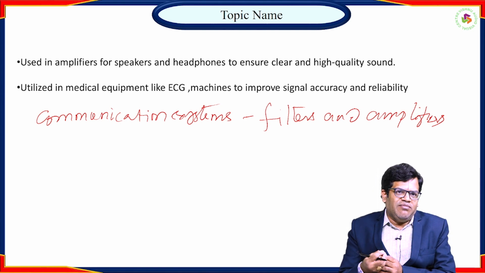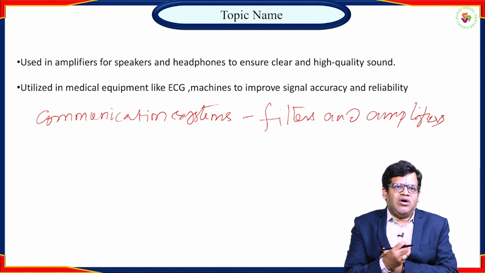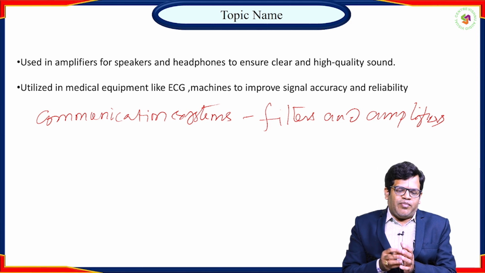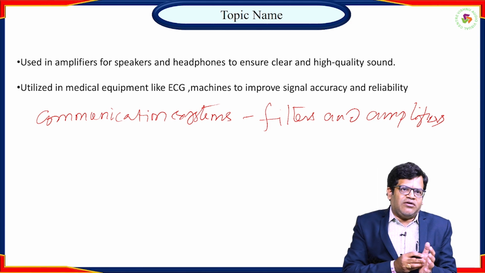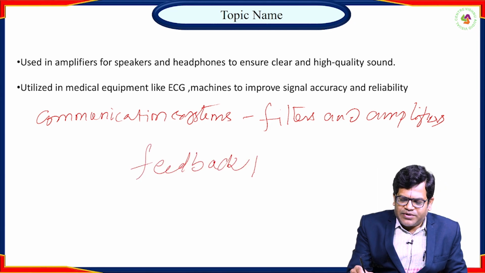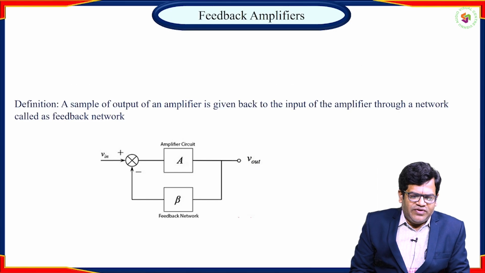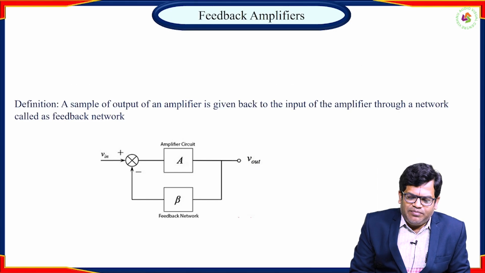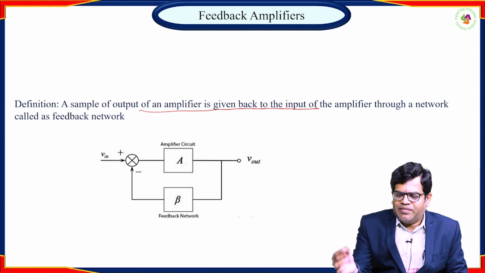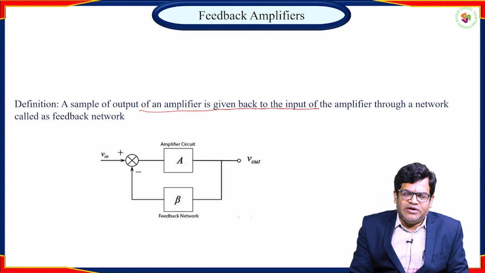If you have to minimize these errors, the output signal will be taken back to the input, and again processed. This portion of taking the output back to the input is called the feedback principle, or feedback concept. To define this, in a feedback amplifier, a sample of the output of an amplifier is given back to the input of the amplifier through a network called the feedback network.